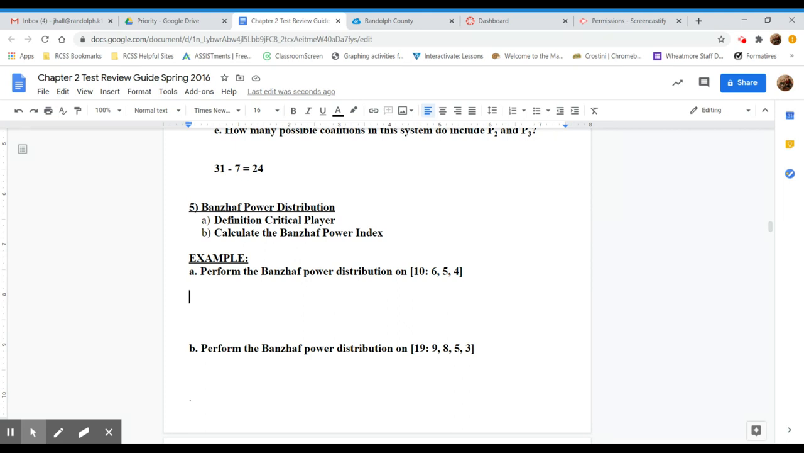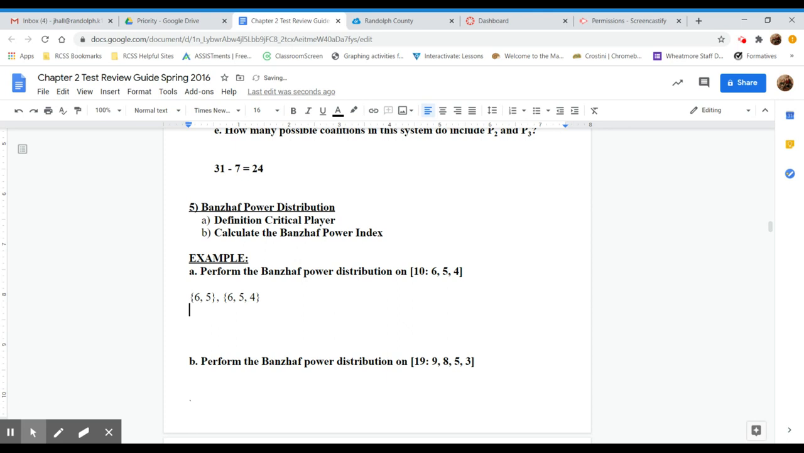Here, what we want to do is list out all of the winning coalitions first. So 6 and 5 is a winning coalition. Here's another one: how about 6, 5, and 4? Why would 5 and 4 not be a winning coalition? Because we know that 5 and 4 does not equal 10. It's less than 10. It's 9, so that one doesn't work.